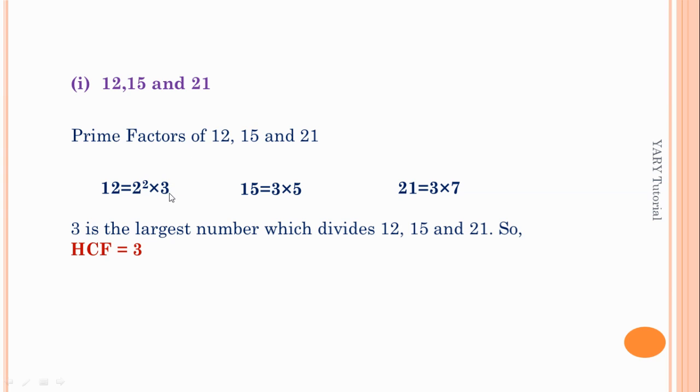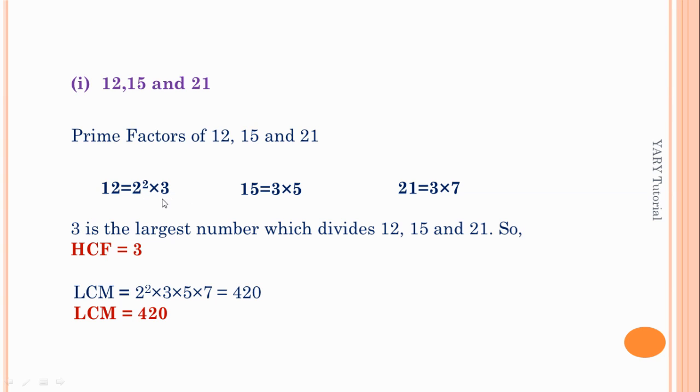Here in this question we have to find the LCM and HCF. The HCF is the highest common factor. Here we have 3 as the repeating factor in all these answers, the factor common to all three numbers. So HCF is 3.